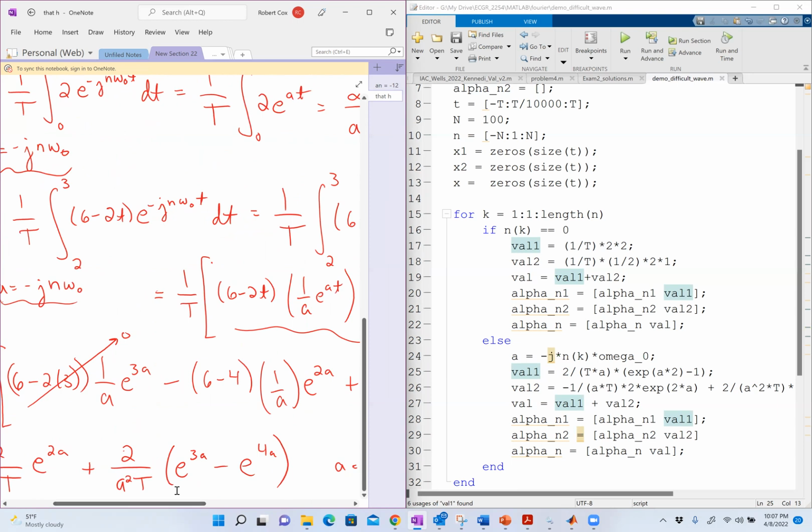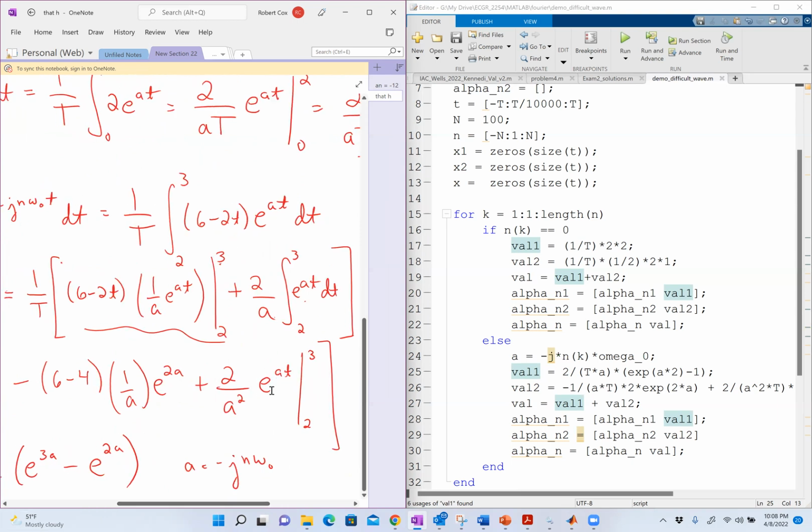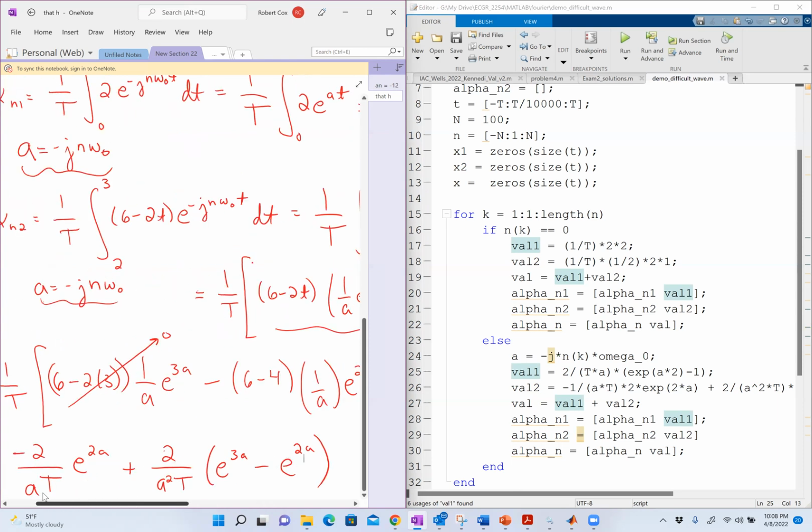And just to be clear, I noticed that I wrote, this should have been alpha 3a minus alpha 2a. Somehow I got a 4 in there, right? So e to the at, right? This was evaluated from 2 to 3. So that should be e to the 3a minus e to the 2a. So I wrote that wrong.